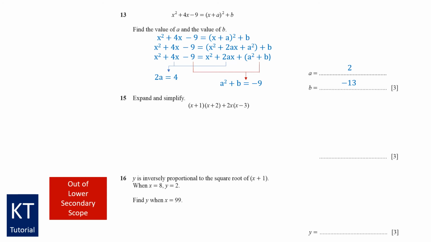Question 15. Expand and simplify the expression. In following through the working, you should arrive at 3x squared minus 3x plus 2.